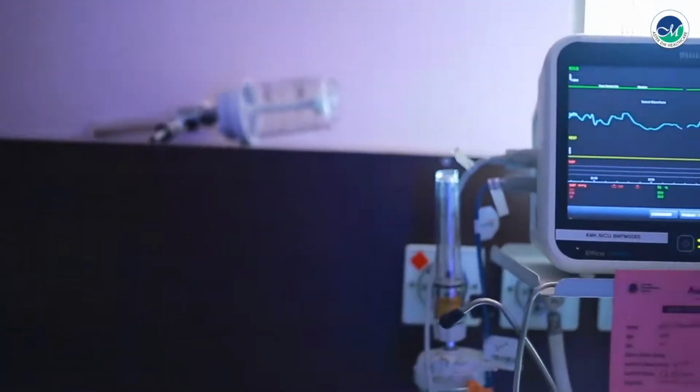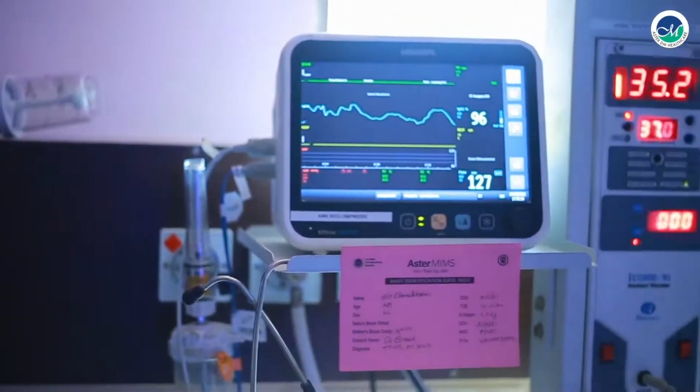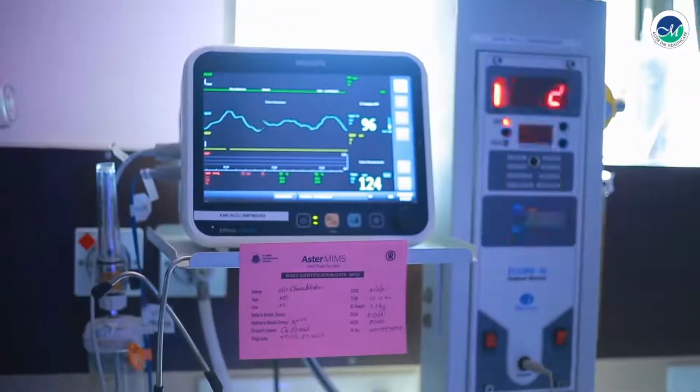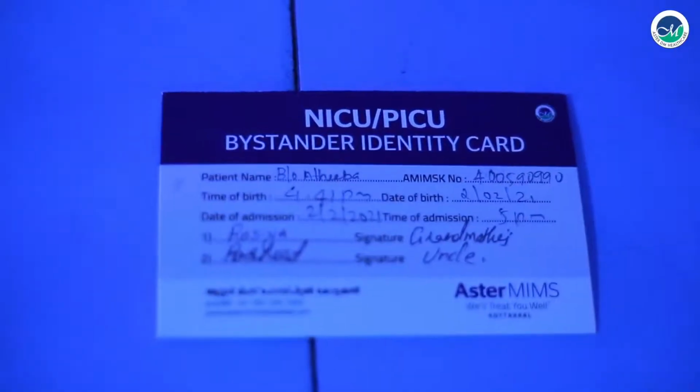Secondly, if the baby is being admitted into the neonatal ICU, apart from the previous tag, we also have a nameplate on the bed where the baby is received and admitted. Thirdly, which we have recently started, we have a patient relative identity card which again contains all the details of the newborn, in addition to the names of two relatives who will be attending to the baby and to whom the details of the baby will be communicated at times.